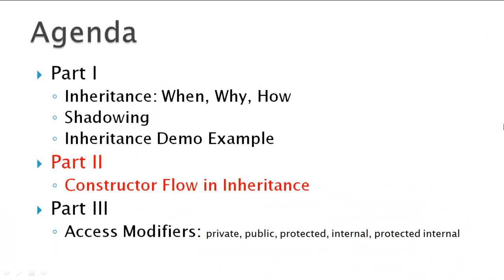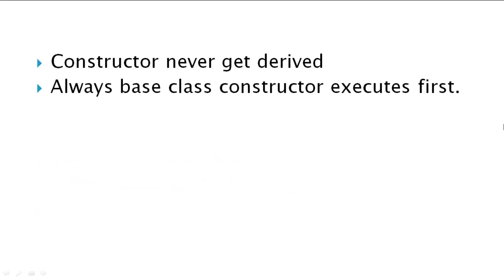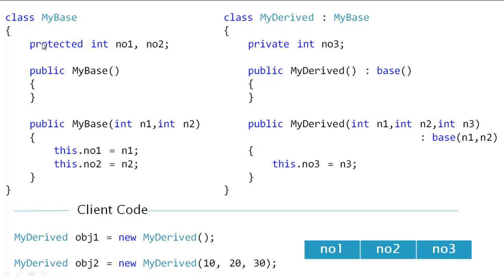Welcome. In the second part, we will have a look at constructor flow in inheritance. Some points to be noted. Constructors never get derived. Always the base class constructor executes first. Here is the example to understand this. My base class is a base class while my derived is a derived class.